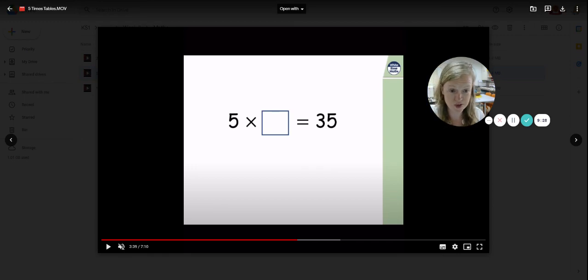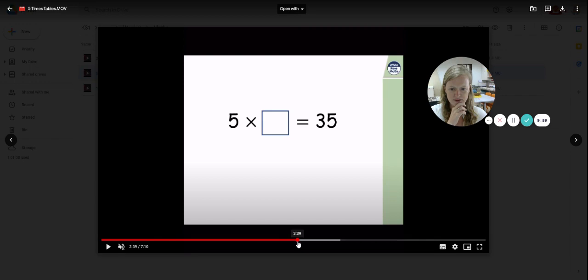Okay, so again, we've got a missing number. How do we figure out the missing number? Well, that's right, we can count in 5s and see how many hops it takes us to get to 35. If you wanted to, you could draw out a number line to help you with this, couldn't you? Okay, let's see how many hops it takes us to get to 35. 5, 10, 15, 20, 25, 30, 35. 7 hops. So we put 7 in the middle, it's the missing number.